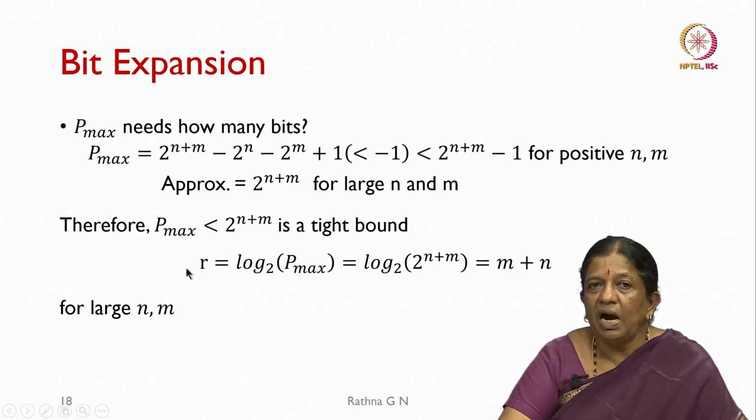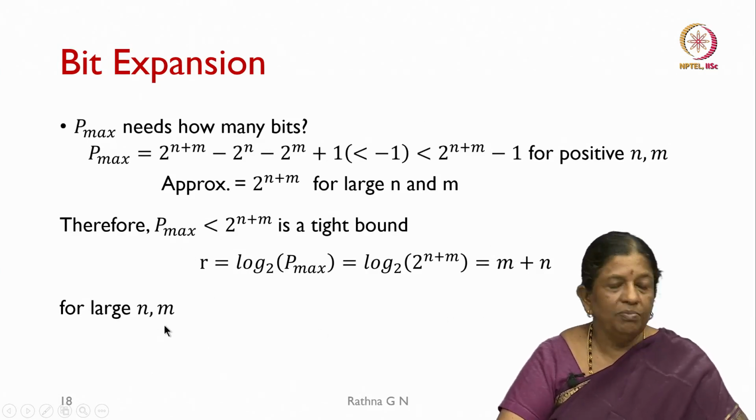Then what will be R? We take the log of P max, which is log base 2 of 2 power (N plus M), which is going to be M plus N, the maximum number of bits we needed. It may be less than that, that is what we have put, for large N and M.